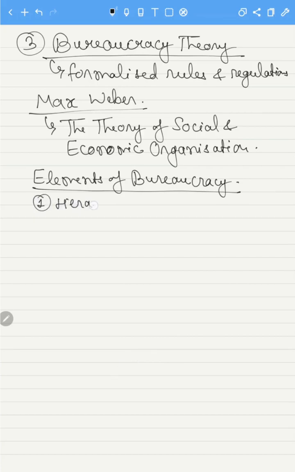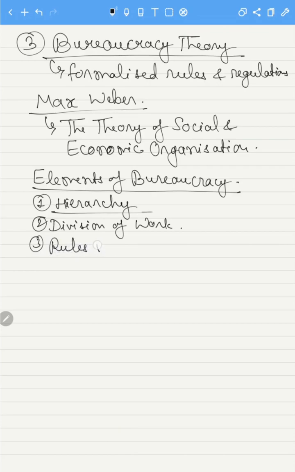First is hierarchy. There are managerial levels where each subordinate is supervised by his boss. The second element is division of work. We say that total work is divided into specialized jobs. Each person's job is broken down into simple, routine and well-defined tasks. The third element is rules and regulations. The organization frames formal rules and regulations which all the employees have to conform to while conducting tasks. They have to be applied in an impersonal manner.